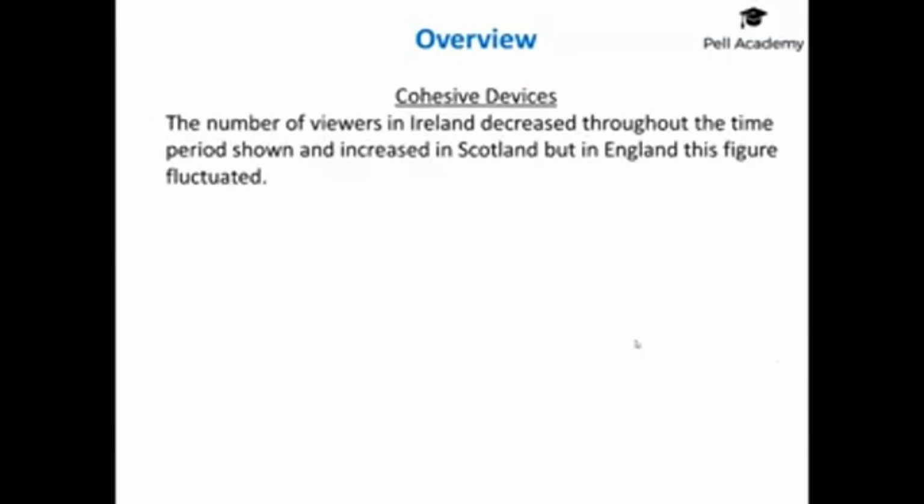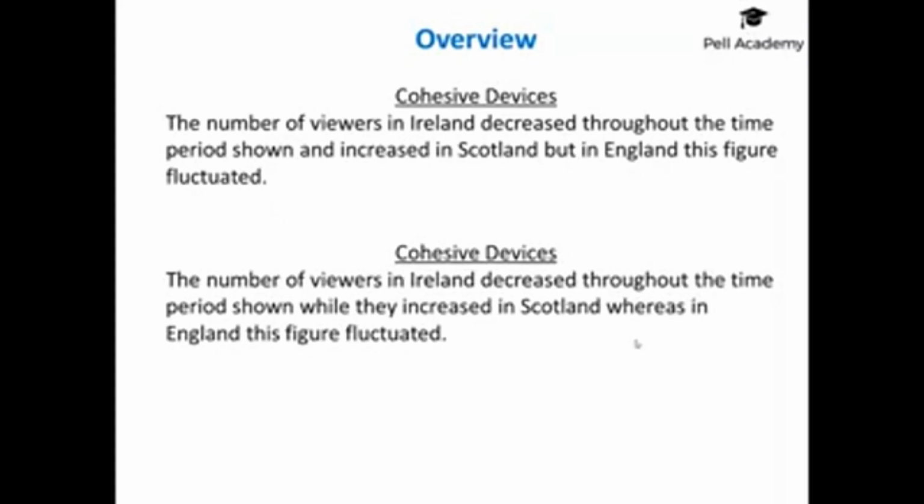Okay, so I'll just take that over, and we're going to look at the cohesive devices just to make it more suitable for our academic essay. So I'm basically looking at the words "and" and "but". So what I've come up with is: the number of viewers in Ireland decreased throughout the time period shown while they increased in Scotland, whereas in England this figure fluctuated.